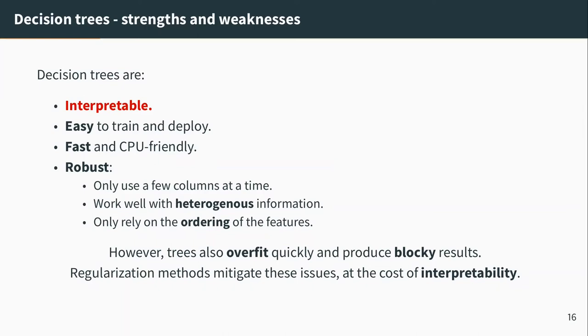Okay, so that's about the selling points. But as we've seen, trees also tend to overfit very quickly and to produce blocky results. So this is why regularization methods have been designed to mitigate this issue, usually at the cost of interpretability. We are going to see that even if you stay within the realm of trees, regularization methods aggregate maybe 100 trees. That's why we call them forests. And when you do that, obviously, having 100 trees is much less easy on the eye than having just one nice tree that you can show to doctors.